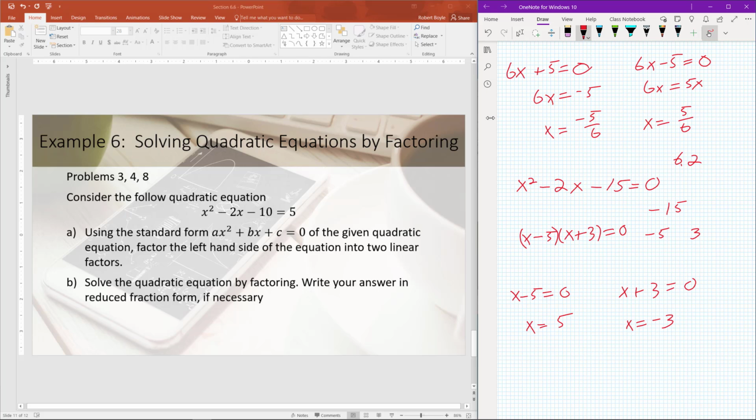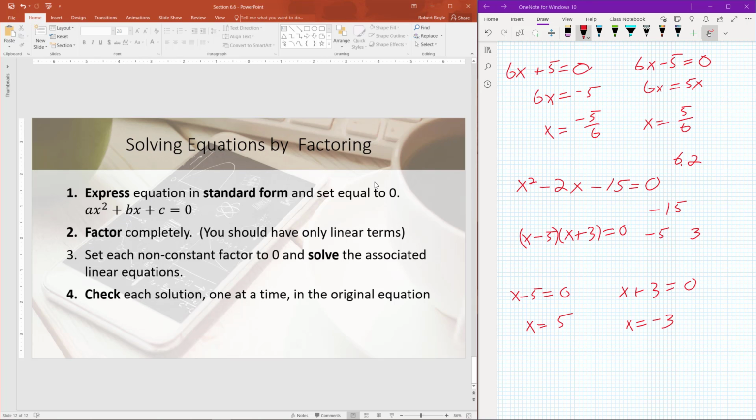And I believe I have one more example before we go on to Hawks. No, that was my last example. So this kind of gives you a roadmap of what we actually just did. First, we want to express the equation in standard form and set it equal to 0. Then we want to factor completely, just like what we did here. After we've done that, we want to set each non-constant factor to 0, and solve the associated linear equations, which we did here, and we did here, and these are our solutions.